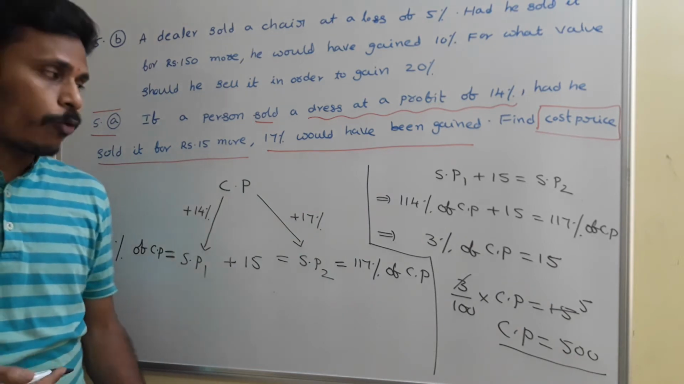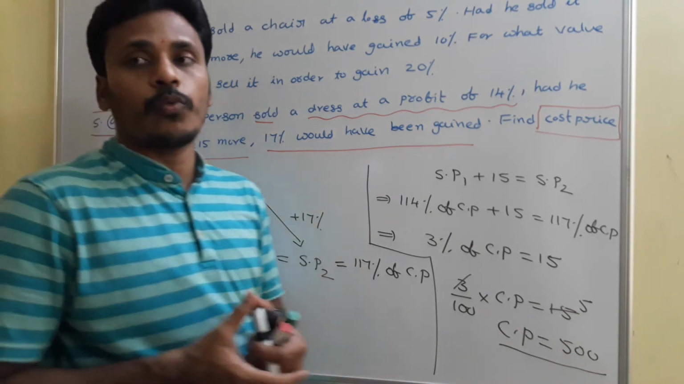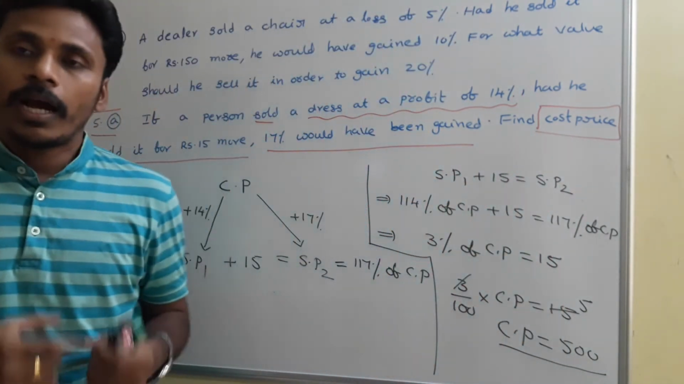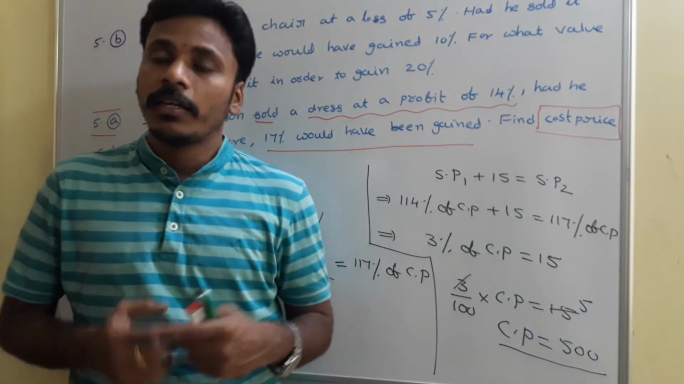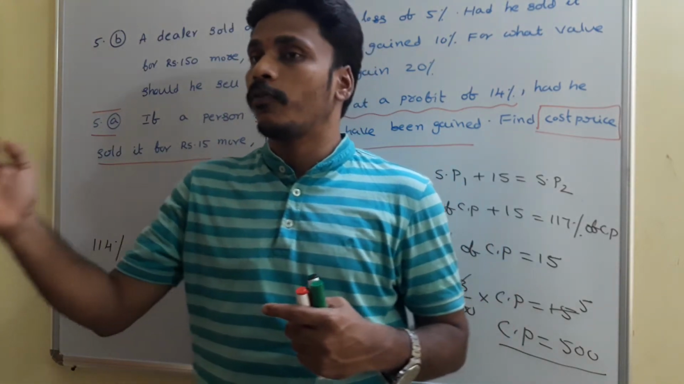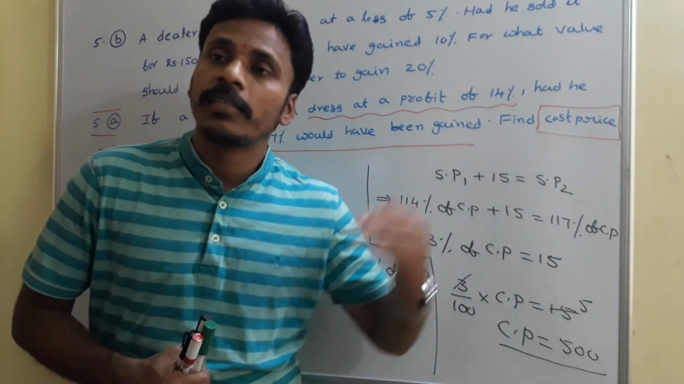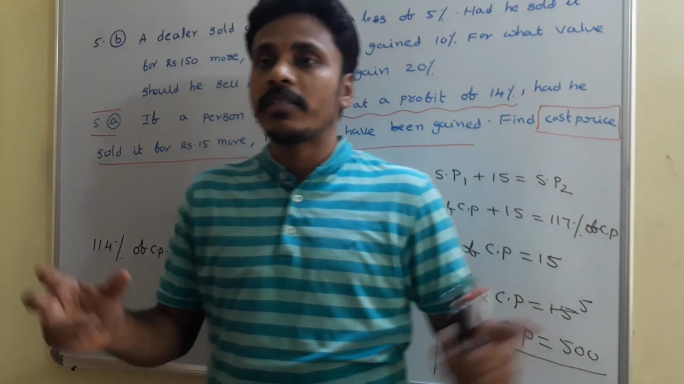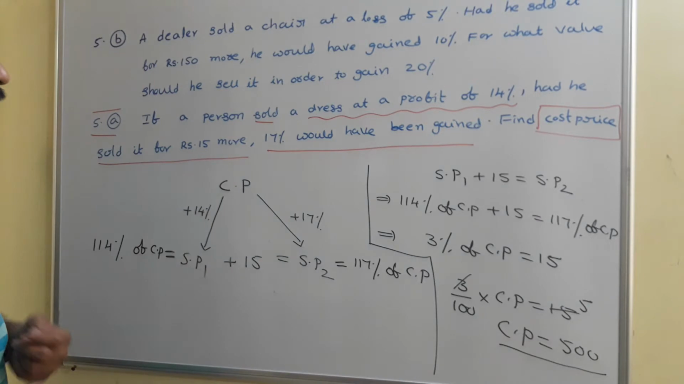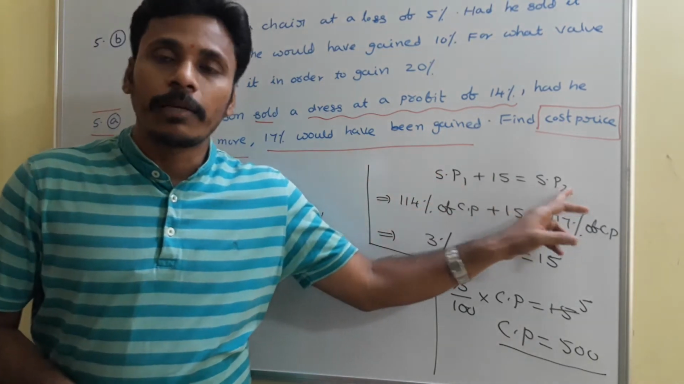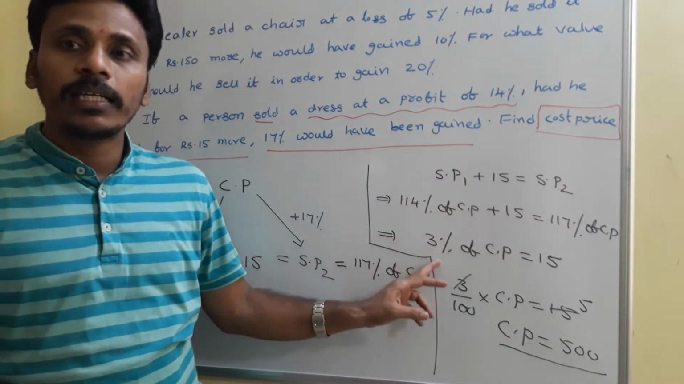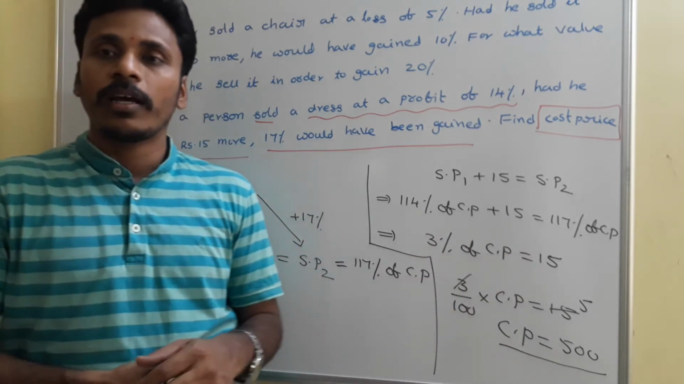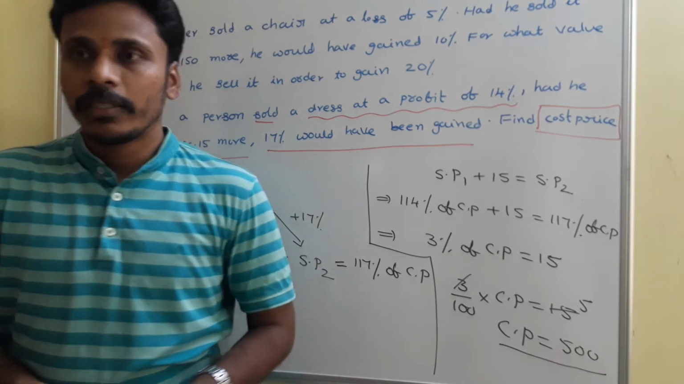Just have a look at this problem. First of all, you need to analyze the situation. See, there is a dress with an amount of CP, cost price, and the person is thinking about that. If in one case he sells at 14% profit, and in the other case he sells at 17% profit, the difference between these two selling prices is given as 15 rupees, and that's why the difference between these two selling prices is just 3%, and that 3% of cost price is 15. So at the end, the cost price of the dress is what? 500 rupees. Okay, just have a look.